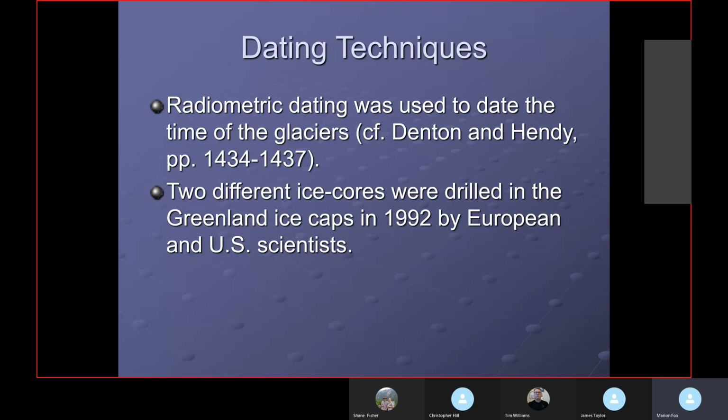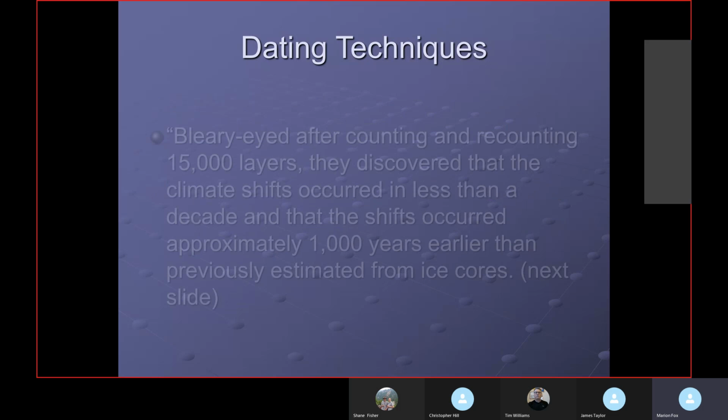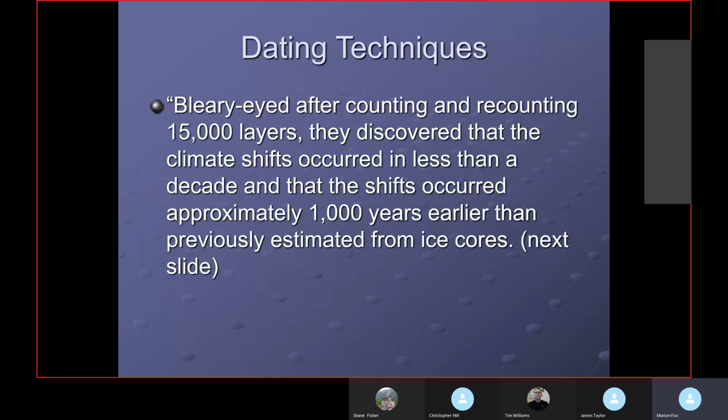Two different ice cores were drilled in the Greenland ice caps in 1992 by two groups of scientists, one group from Europe and another group from the United States. And so as they were looking at these layers, and he says, we'll see more of this on the next slide, bleary-eyed after counting and recounting 15,000 layers. So they had to count 15,000 layers of the ice.